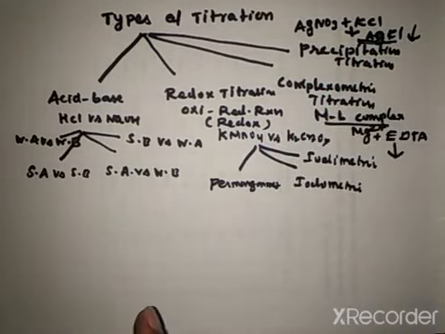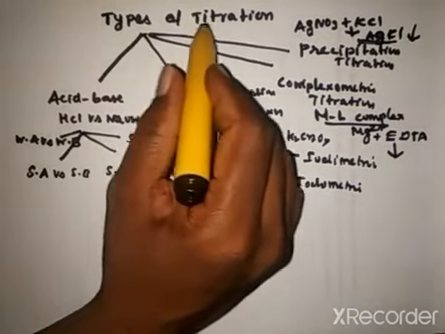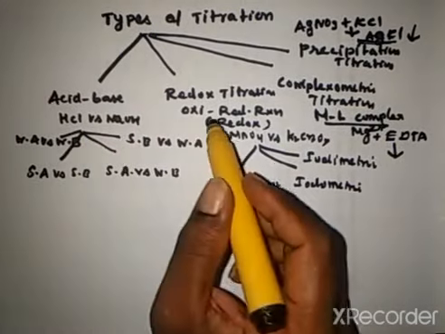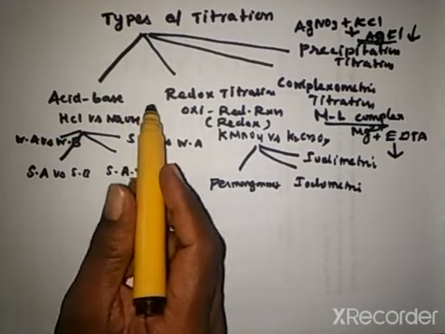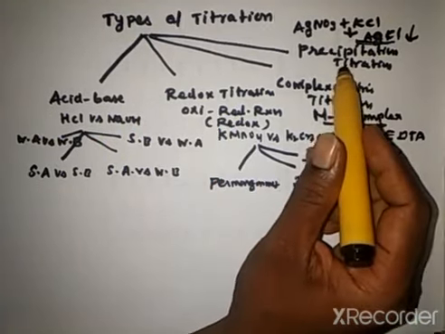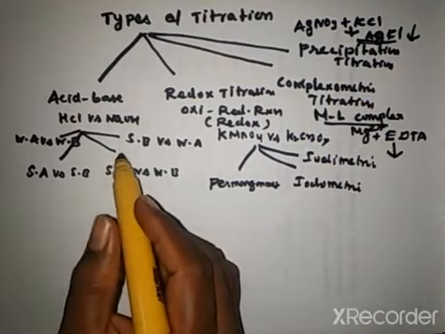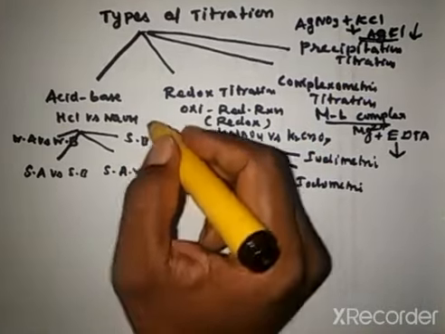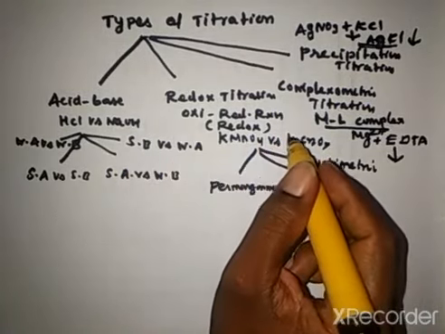Now we learned clearly about what are the types of titrations. There are four types of titrations: acid-base titration, redox titration, complexometric titration, and precipitation titrations. And also we saw some of the examples.